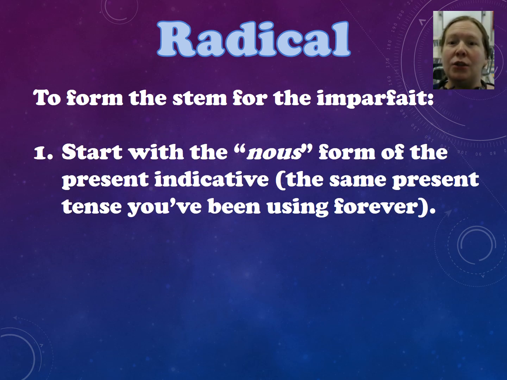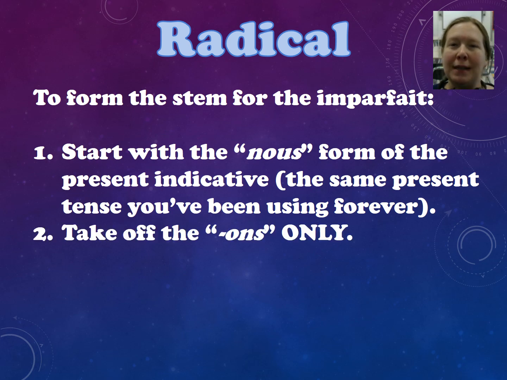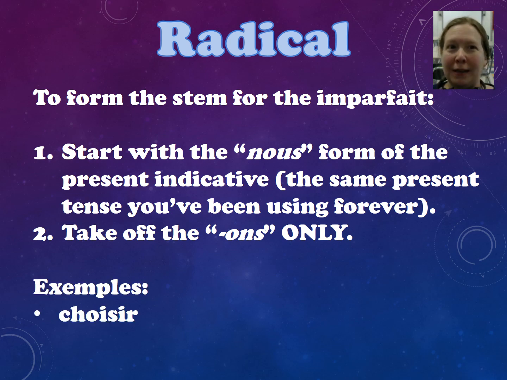Like I said, you're going to start with the nous form of the present indicative. This is the same present tense that you've been using forever. And then you're going to take off the ONS and only the ONS. This works for regular and irregular verbs in the present tense. So, for example, if you have choisir, choisir is an IR verb, and faire is an irregular verb, but it doesn't matter.